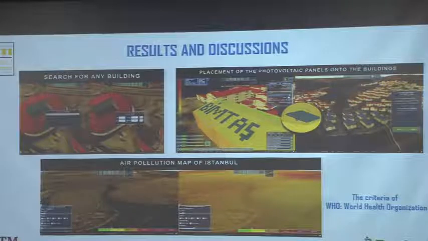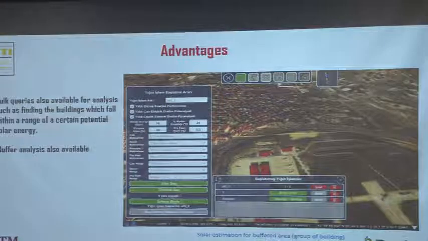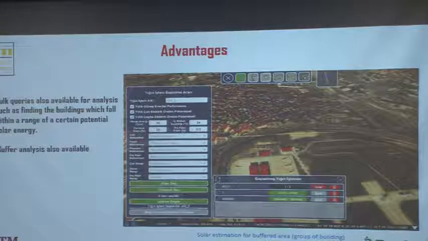You can easily see the Bimtaş company, and you can create the air pollution map of Istanbul according to World Health Organization criteria. We have two important advances in these studies. For example, you can see the main roads in the figure. We can make a buffer analysis by using the main road as reference, and bulk queries are also available for finding the buildings.